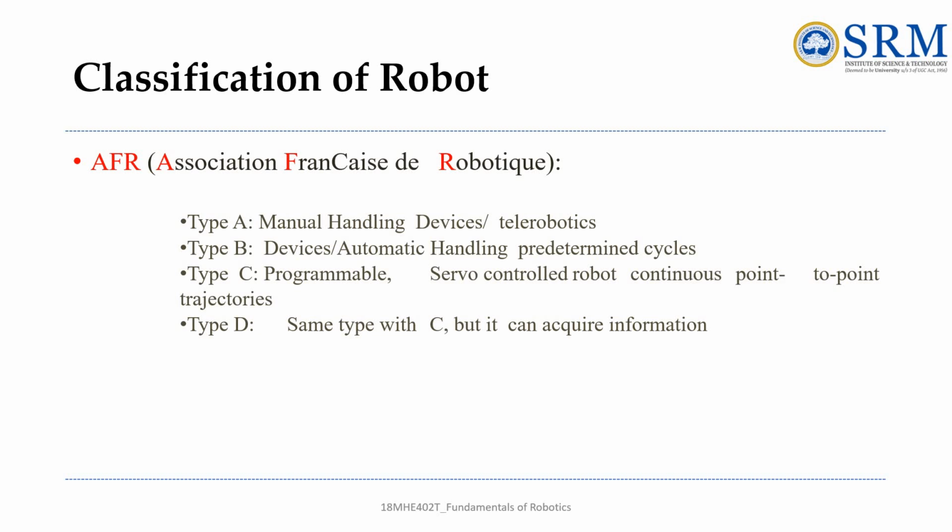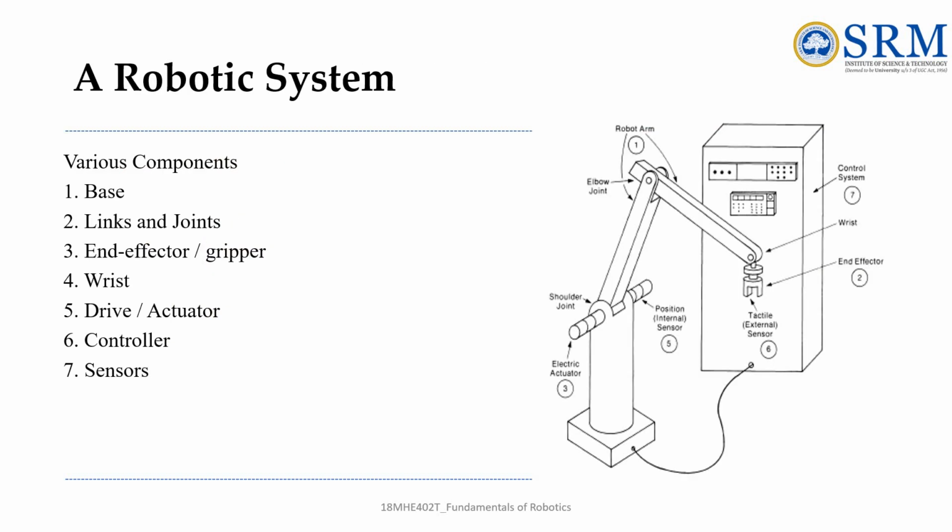And the third type, type C, is programmable servo control robots for continuous point-to-point trajectories. These robots are programmable and can perform tasks by following continuous point-to-point paths with precision. And the last type is type D. This is the same as type C but can acquire information. These robots have similar capabilities to type C, but are equipped to gather information from their environments. So these are the classifications of robots.